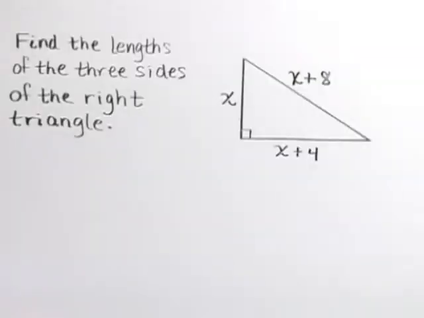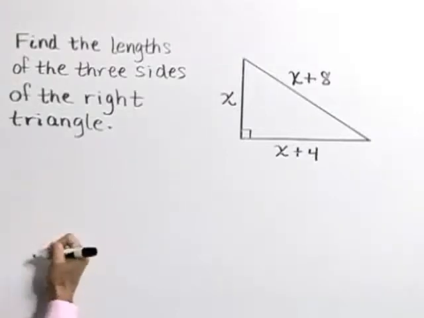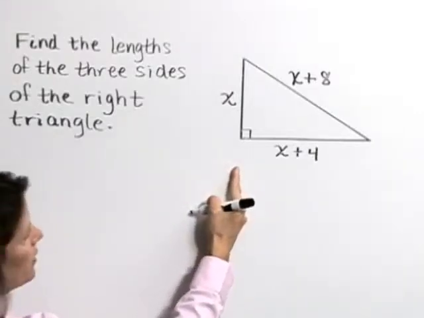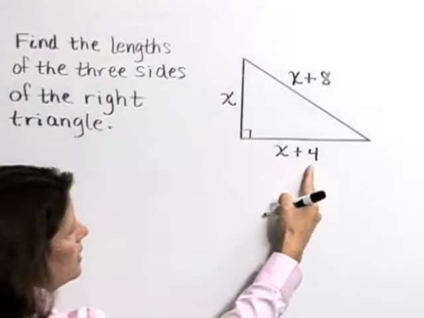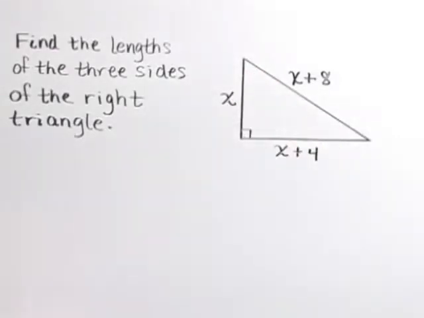Solve the problem. Find the lengths of the three sides of the right triangle. Here we have a right triangle with legs of x and x plus 4, and a hypotenuse of x plus 8.